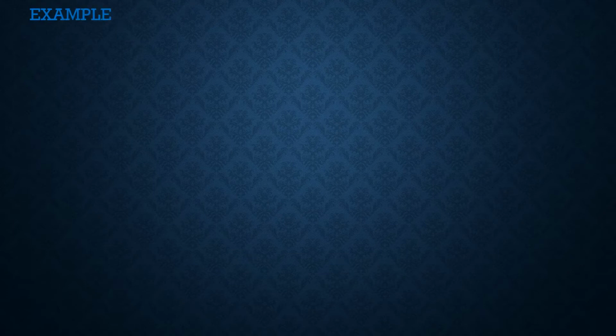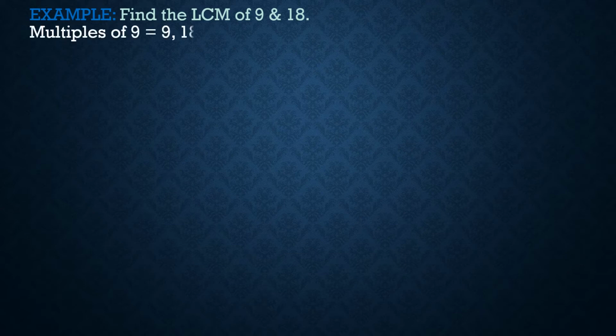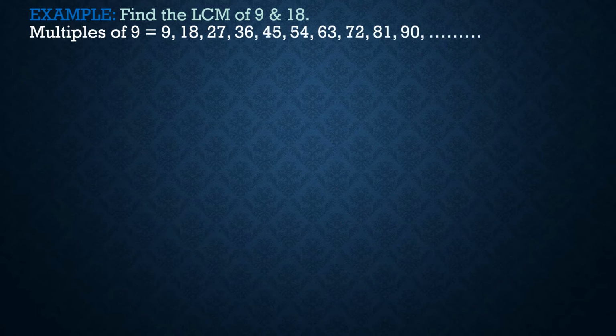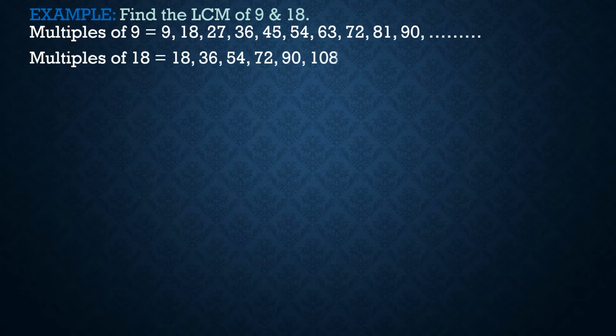Now let us solve one more example. Find the LCM of 9 and 18. Everyone knows the table of 9 and 18. So multiples of 9 are 9, 18, 27, 36, 45, 54, 63, 72, 81, 90 and so on. Multiples of 18 are 18, 36, 54, 72, 90, 108, 126, 144, 162, 180 and so on.